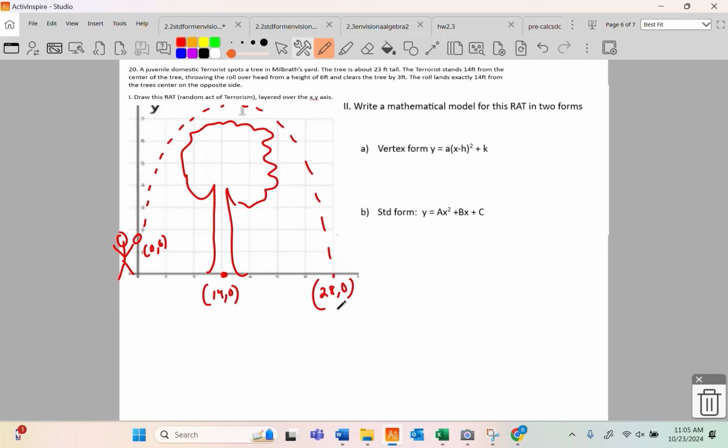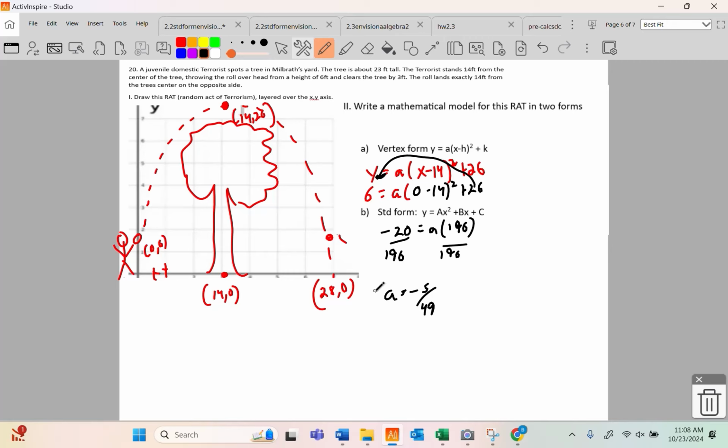And my a value is going to be 10 over, well, I'm out of it, 98. So negative 5 over 49. Negative 5 over 49. And now I have an equation. So part A is y equals negative 5/49 of x minus 14 quantity squared plus 26. Part B is to put it in standard form. All you gotta do is write the inside twice.